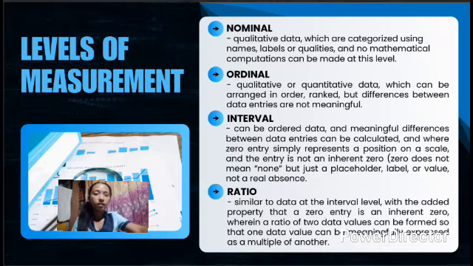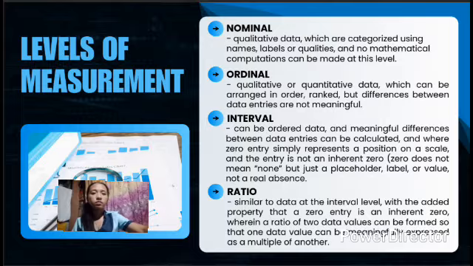So next, let's proceed to levels of measurement. There are 4 levels of measurement. First is nominal. Nominal is qualitative data which are categorized using names, labels, or qualities, and no mathematical computations can be made at this level. So basically, it is naming or labeling data.